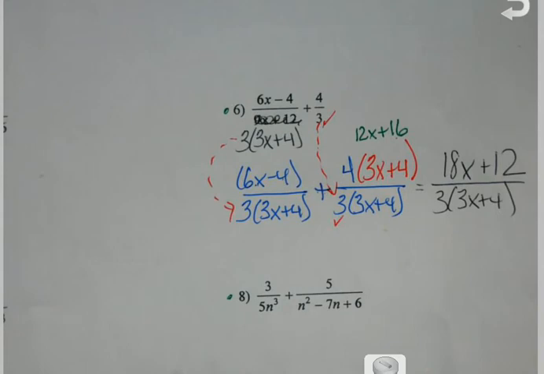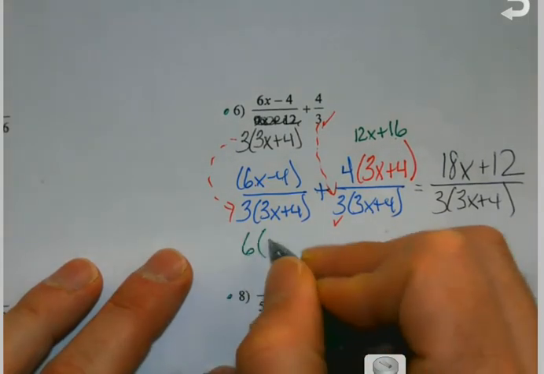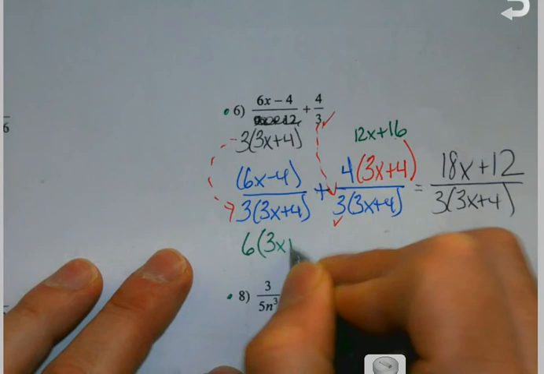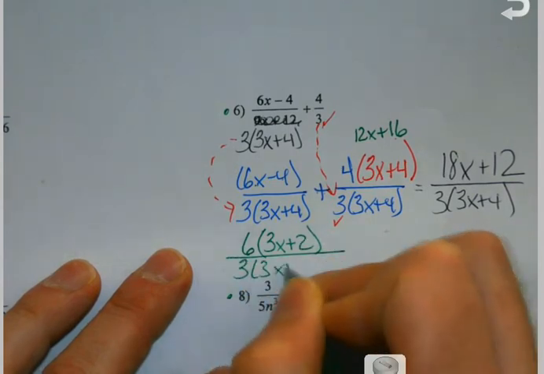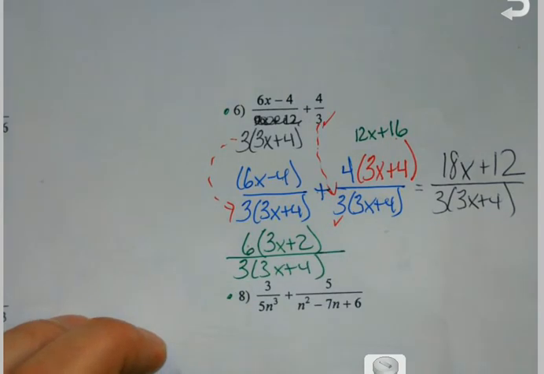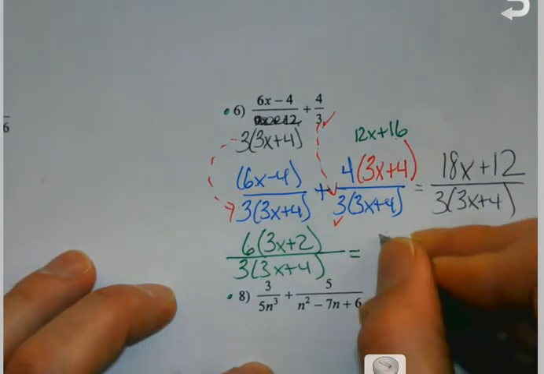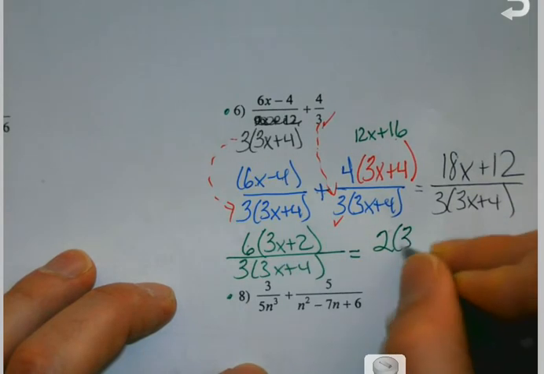Hopefully somebody said 6. If you said something smaller like 2 or 3, that'd be okay, but it's not going to get you your biggest value out. So 6, and again, now I have those coefficients in front where I can reduce this. 6 divided by 3 is 2. Larger values up in the numerator, so that's where the 2 stays.